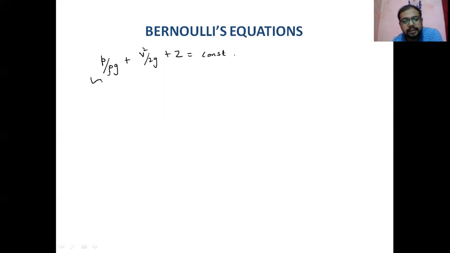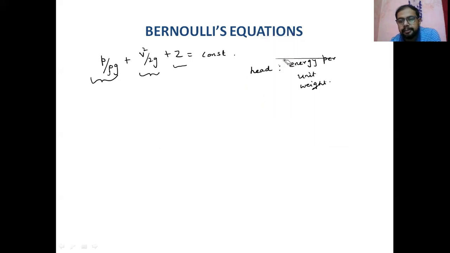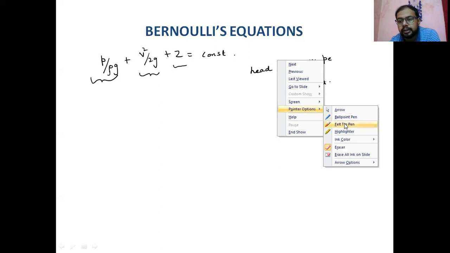What is that? This is all head. Head means the energy head. That means energy per unit weight. What is the energy equation?